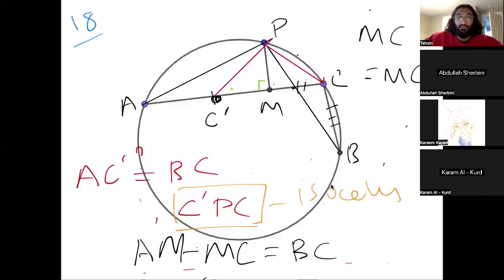But actually, there's 2 triangles that are drawn already in the picture. You don't need to add any segments that will compare AC prime and BC.